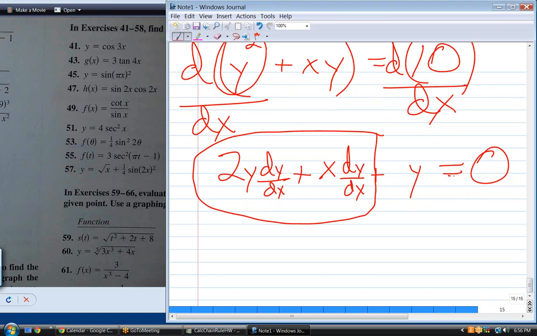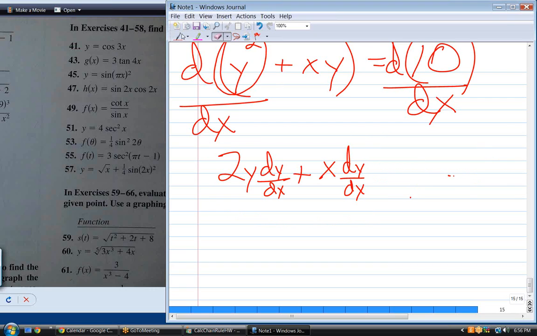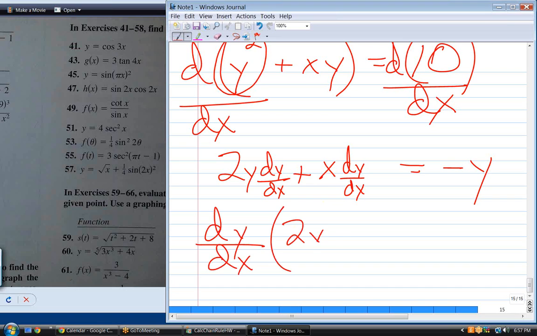Now, to solve for dy dx, we collect all terms that have a dy dx in them and put them on one side of the equation. We put anything that has not a dy dx in it on the other side. So all I'm going to do is move this y to the other side of the equation, make it a minus y. Now I'm still trying to solve for dy dx. This is the key step that a lot of people have difficulty with. You've got to factor out dy dx.